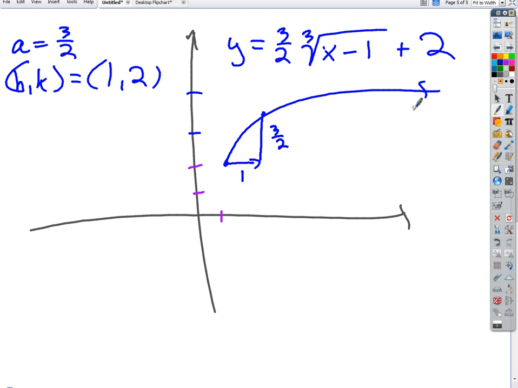Now, there's another part of this, though, right? A cube root graph goes back to the left in the opposite pattern, correct? So we're going to go back 1, and a also tells us how much we go down if we go to the left by 1. So if we go to the left 1, we're going to go down 1.5. So it looks like that. Everybody see that? Okay?